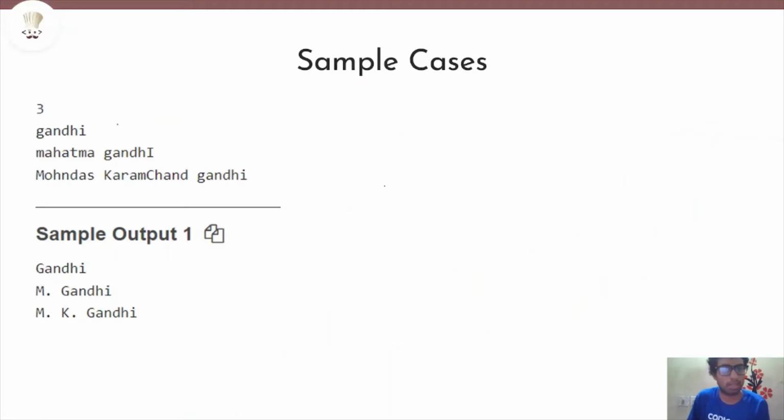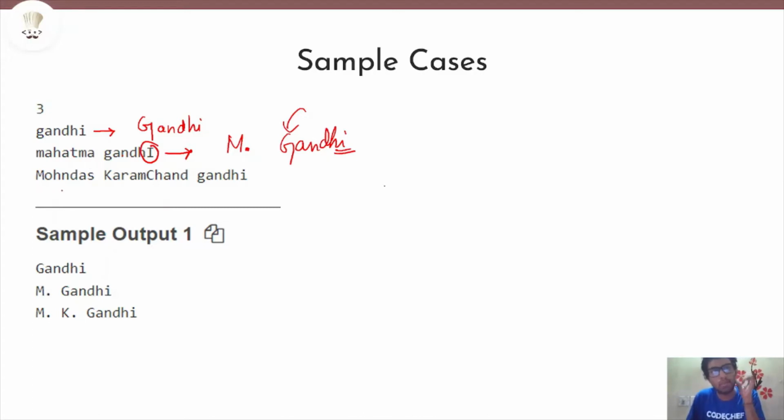Let's look at a few sample cases. These are exactly the sample cases that we saw. Here we have only the last name and the first letter of the last name should be capital. Here we know that there's a first name and a last name. So what we need to do is this M has to be capital and then there should be a dot, then a space, and Gandhi with a capital G. Now you remember that this I is caps, but this I should be small here. That also you need to take care of.